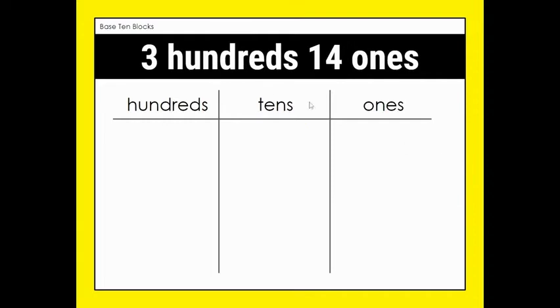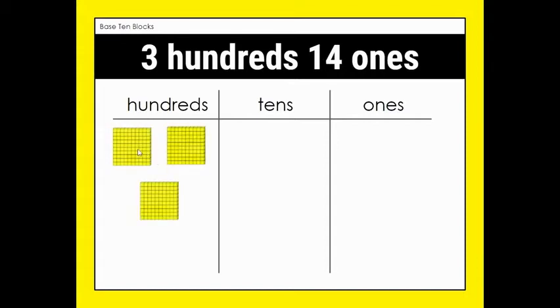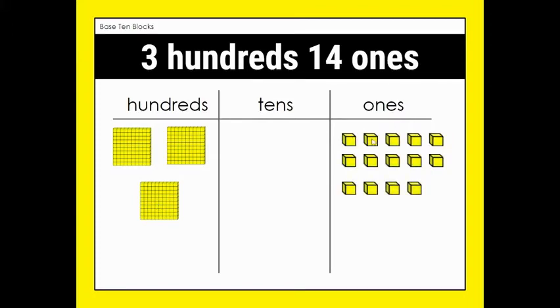Let's try another one. Now we have 3 hundreds and 14 ones. So let's start with our 300s. That's going to go in our hundreds place value. 100, 200, 300. Now let's do our 14 ones. 1, 2, 3, 4, 5, 6, 7, 8, 9, 10, 11, 12, 13, 14.